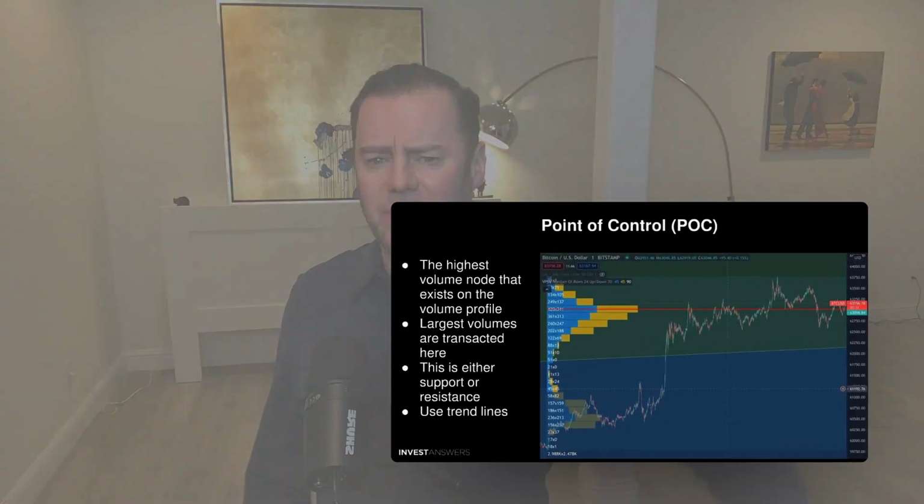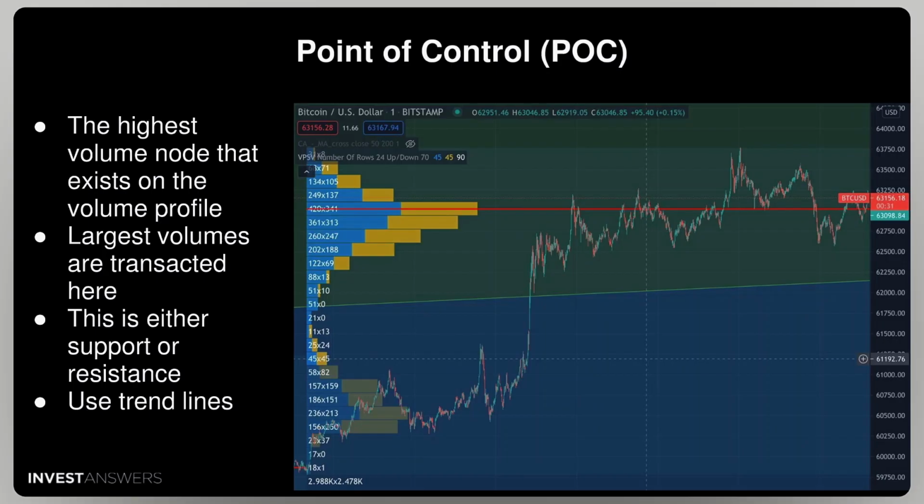So let's talk about a few of the key elements. First of all, this is what a typical VPSV chart will look like. You'll see the blue and the yellow bars. I'll talk about those. But the key thing is a line called the point of control. And that's the red line in this particular chart here. This is the highest volume node that exists on the profile. And it shows you where most of the buying and selling happens.